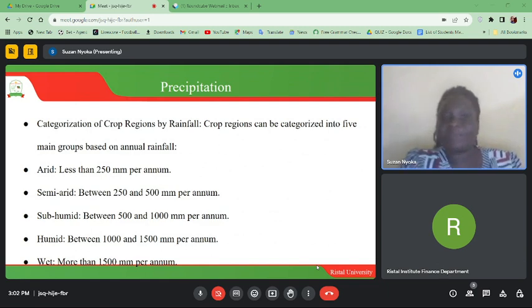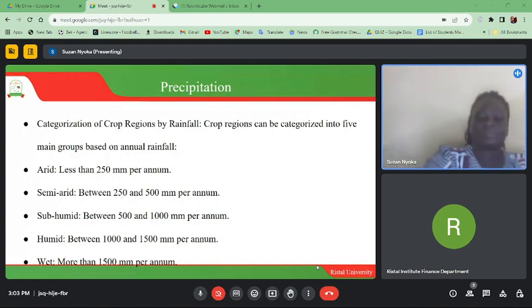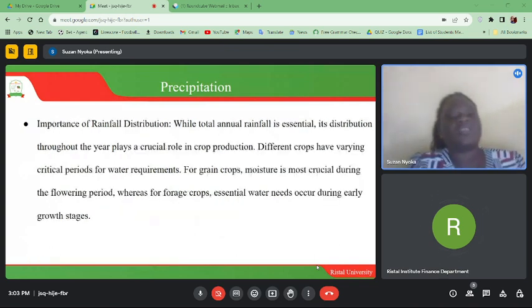And we have the humid between 1,000 to 1,500 millimeters per annum. And then we have the wet, which is more than 1,500 millimeters of rain per annum. And there is the importance of rainfall distribution.